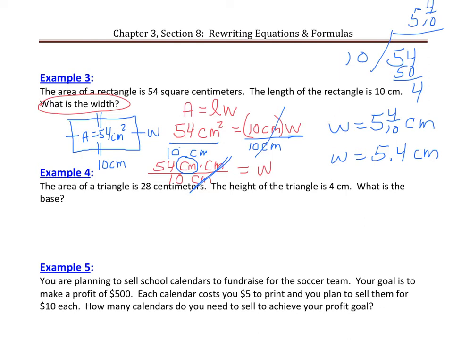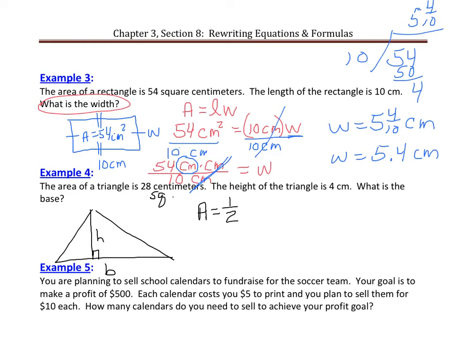All right, let's do some more area. Example 4, the area of a triangle is 28 centimeters. Now, that can't possibly be true, so I have an error here in the problem. Square centimeters. Always area is in square centimeters, so please correct that. Draw a picture. I'm just going to draw a sketch of a triangle. I've got my height, I've got my base, and we're told that the area is 28 square centimeters.